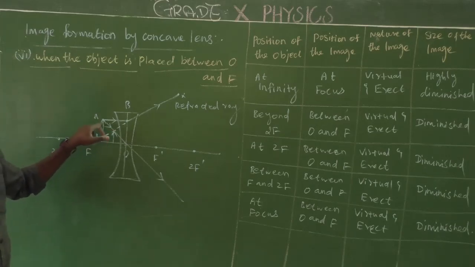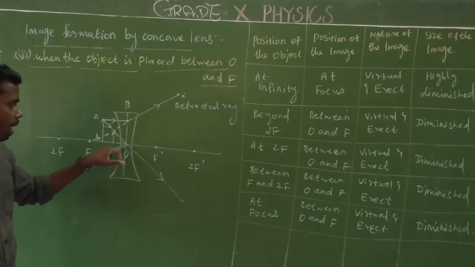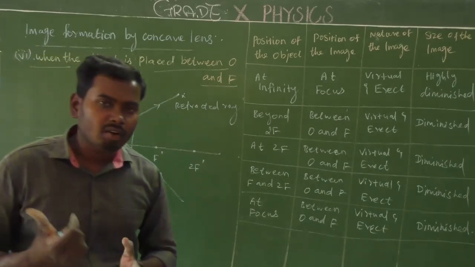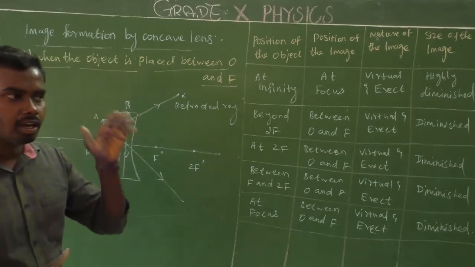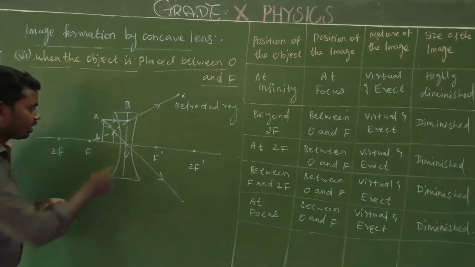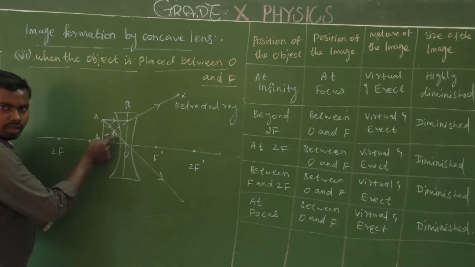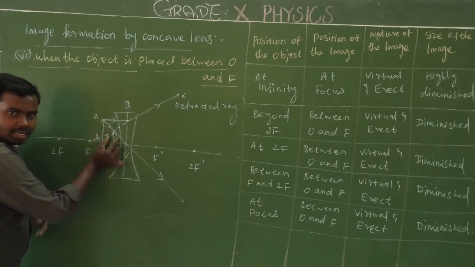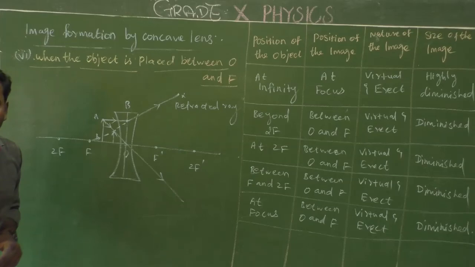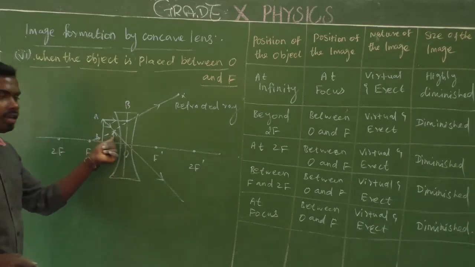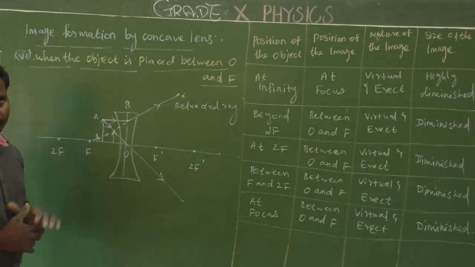Next, another ray which is coming from the top of the object passes through the optical center. Whenever light goes through the optical center, there will not be any refraction of light. It will go in a straight line. Is it clear? So this is one of the rays and this is one of the refracted rays. When two rays meet at a point, there will be image formation. So the image is formed between O and F here. Is it clear?